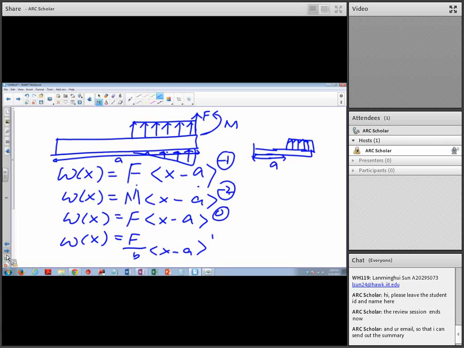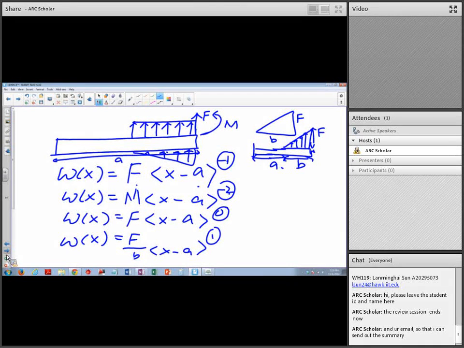Okay, and the next one is when there is a triangular load. So when there is a triangular load, and let's say this distance is B, and this is F. So for the triangular load, you need to change this to the gradient of this line. The gradient of this line is just F over B. Right? So the gradient is F over B, and the starting point is A, and the power is 1.